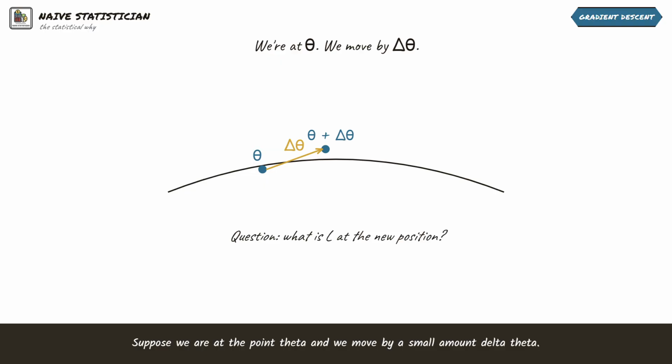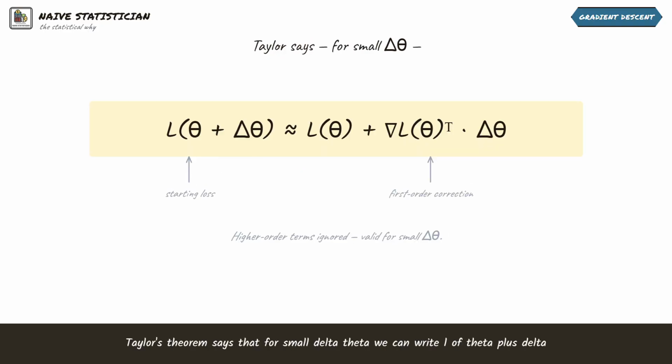Suppose we are at the point theta and we move by a small amount delta theta. So our new position is theta plus delta theta. What is L at the new position? Taylor's theorem says that for small delta theta, we can write L of theta plus delta theta is approximately equal to L of theta plus the gradient of L at theta dot product with delta theta.